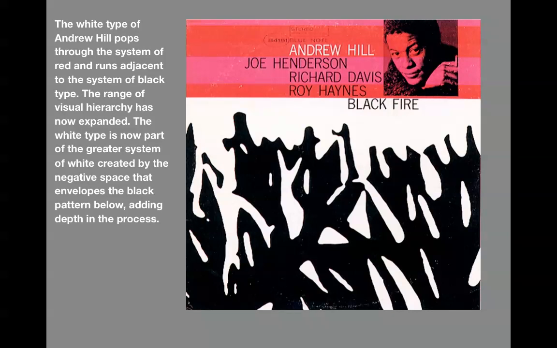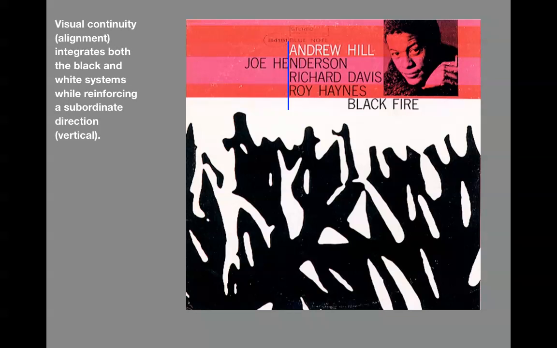The white type of Andrew Hill pops through the system of red and runs adjacent to the system of black type. The range of visual hierarchy has now expanded. The white type is now part of the greater system of white created by the negative space that envelops the black pattern below, adding depth in the process. Visual continuity integrates both the black and white systems while reinforcing a subordinate direction, which is vertical. So we now have a dominant direction, horizontal, and the subordinate direction, vertical.